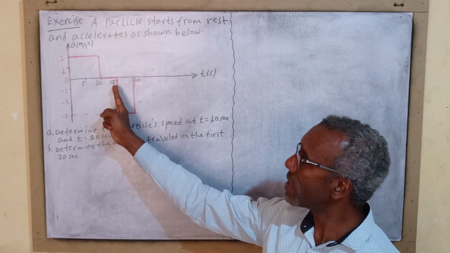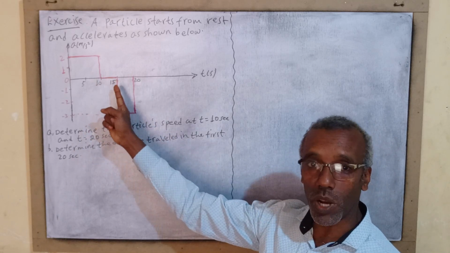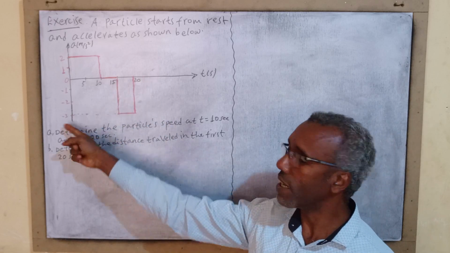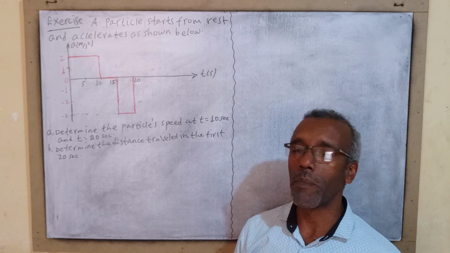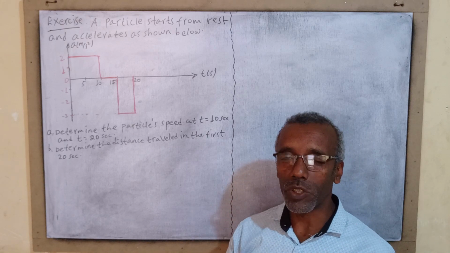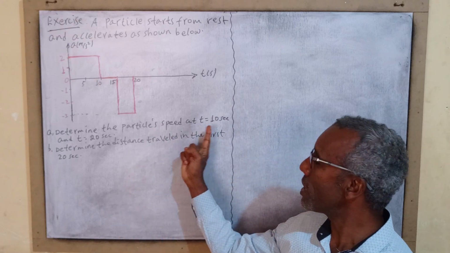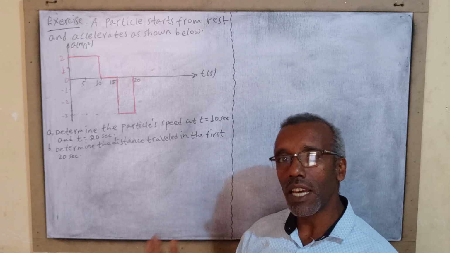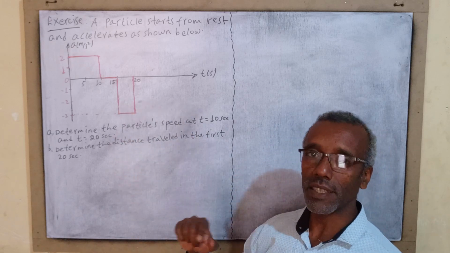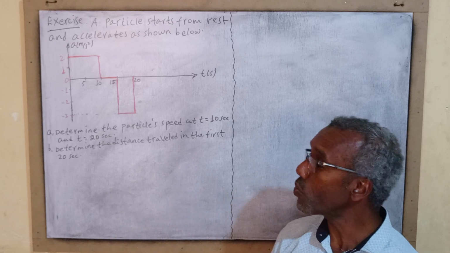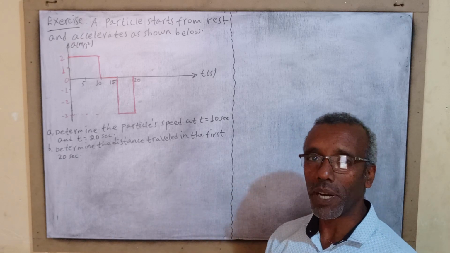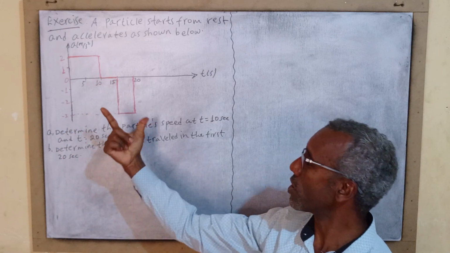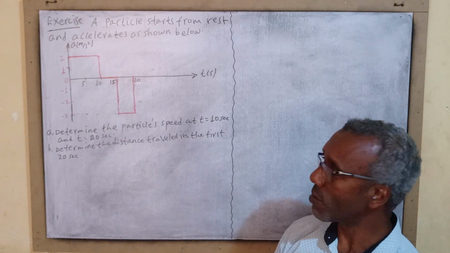Between 10 seconds and 15 seconds, the particle has zero acceleration. And between 15 and 20 seconds, the particle has an acceleration of minus 3 meters per second square. Therefore, we need to find the particle's speed at t is equal to 10 seconds and at t is equal to 20 seconds, and the total distance traveled by the particle in the 20-second interval. To do this, let's classify the three parts. The first part is accelerated motion, the second part is constant motion, and the third part is decelerated motion.